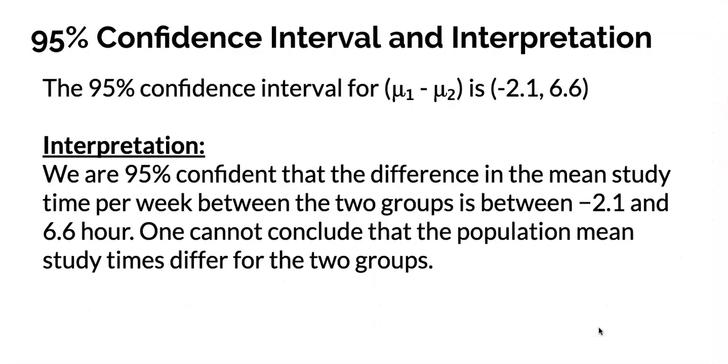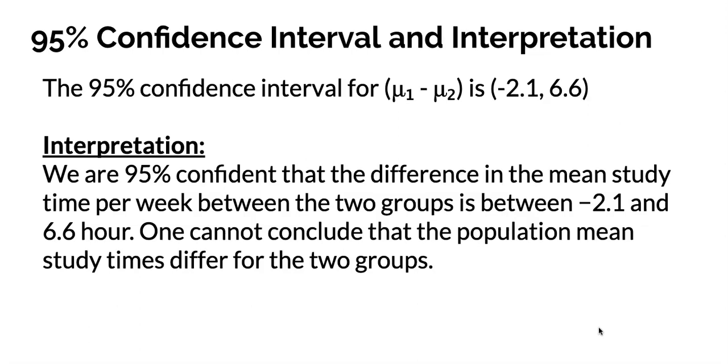Well, I want to do the confidence interval first. So the 95% confidence interval for mu1 minus mu2 is negative 2.1 to 6.6. I just rounded to the nearest tenth. So what's the interpretation? We are 95% confident that the difference in the mean study time per week between the two groups is between negative 2.1 hours and 6.6 hours.